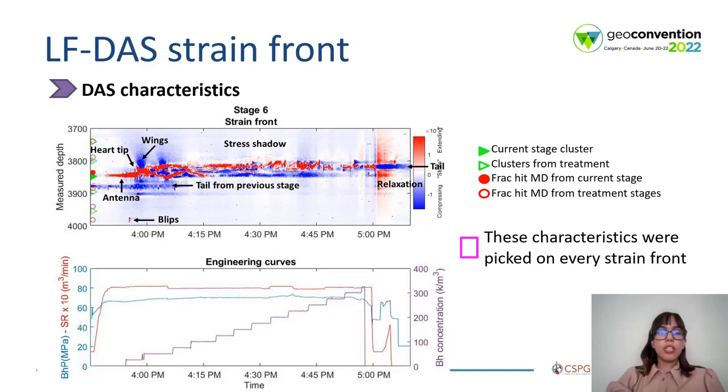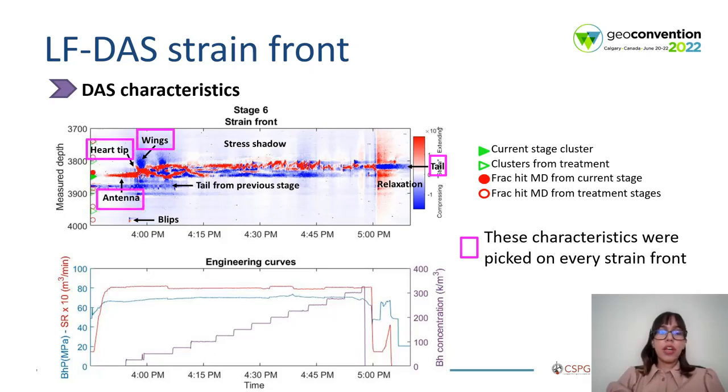The fracture signal resembles the shape of a dragonfly with a heart-shaped tip, and blue wings on the sides, which are also known as the stress shadow. Some dragonflies present an extensional signal that shows almost at the start of the injection. We call them antennas. The zone where the strain pattern reverses is called the relaxation zone, and the part of the dragonfly after the strain pattern reverses, we call the tail.